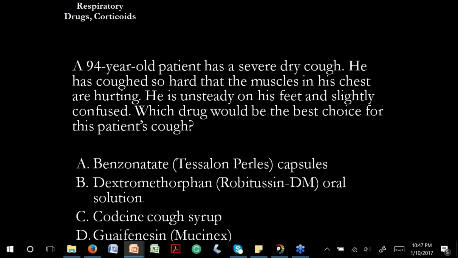Okay, so let's see. A 94-year-old patient has a severe dry cough. He has coughed so hard that the muscles on his chest are hurting. He's unsteady on his feet and slightly confused. Which drug would be the best choice for this patient's cough? Remember, dry cough is the key word here. So in this case, we are going to use the dextromethorphan.